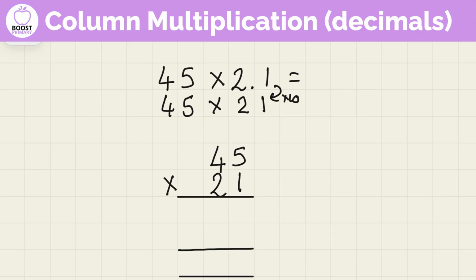Let's start with the ones. 1 times 5 is 5. 1 times 4, 4. We're going to move on to the tens and use 0 as a place value holder. 2 times 5 is 10. 2 times 4 is 8. Add the extra 1, 9. The total answer is 945.